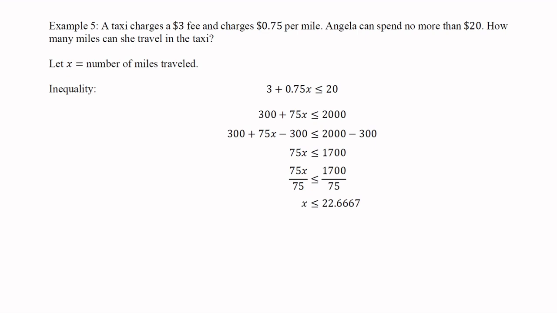So let's think about the context here. She can spend no more than $20. If she travels 22 miles, she hasn't hit $20 yet. But if she travels 23 miles, then she will exceed the $20. So she can travel no more than 22 miles. We have to round this one down.